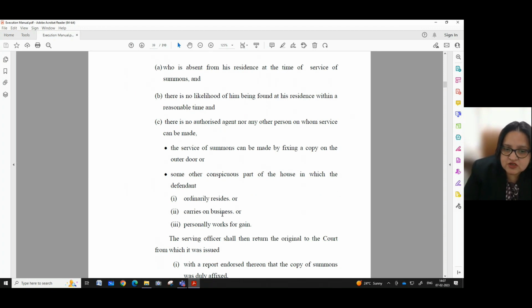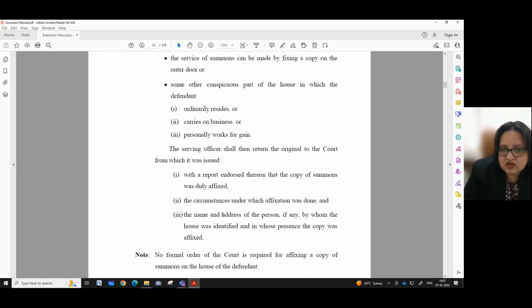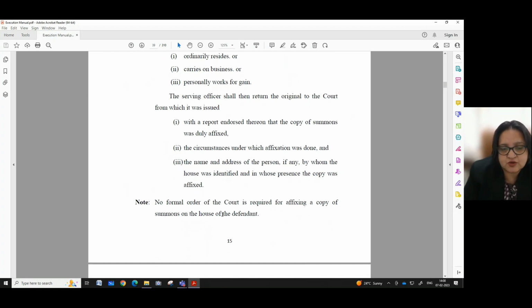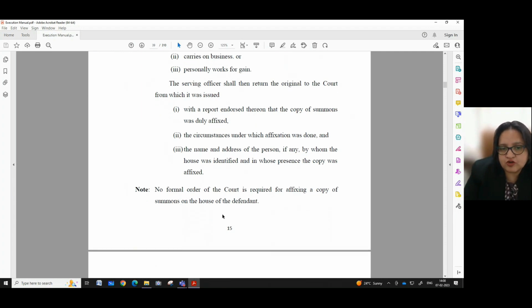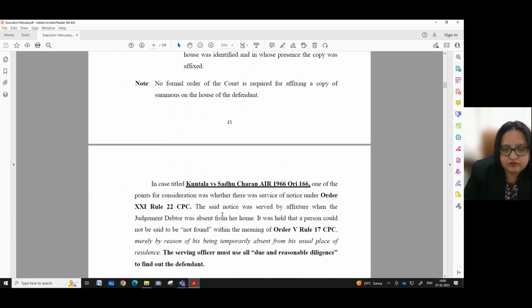The serving officer shall then return the original to the court from which it was passed, with a report endorsed thereon that the copy of summons was duly affixed, the circumstances under which affixation was done, and the name and address of the person, if any, by whom the house was identified and in whose presence the copy was affixed. Note: no formal order of the court is required for affixing a copy of summons on the house of the defendant.